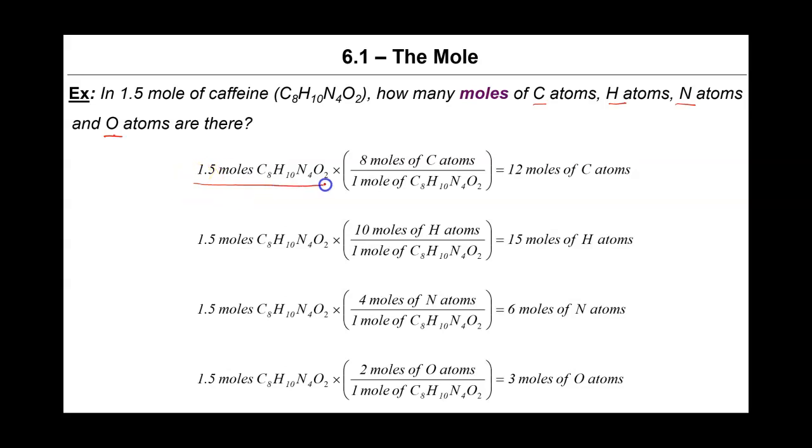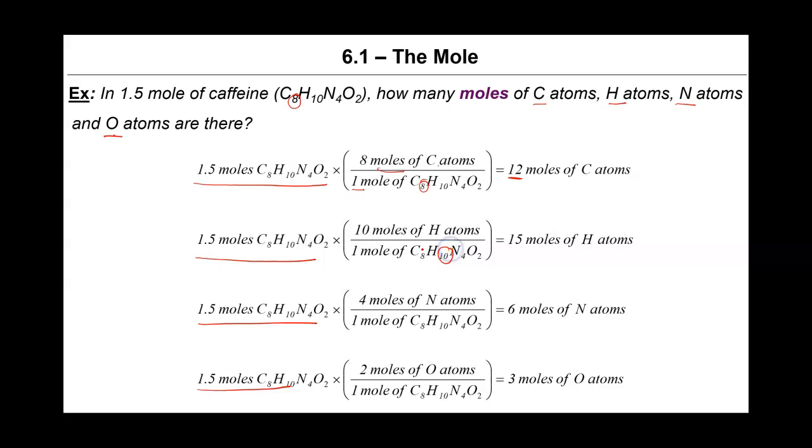So we're starting with 1.5 moles of caffeine in each case, and then we're going to multiply this by the appropriate mole ratio in order to get the moles of the atom that we're interested in. So I know that there are 8 moles of carbon in every 1 mole of caffeine, because I'm just pulling the 8 there from the formula. So in 1.5 moles of caffeine, there would be 1.5 times 8, 12 moles of carbon atoms. And do a similar procedure to calculate the moles of hydrogen atoms in 1.5 moles of caffeine.